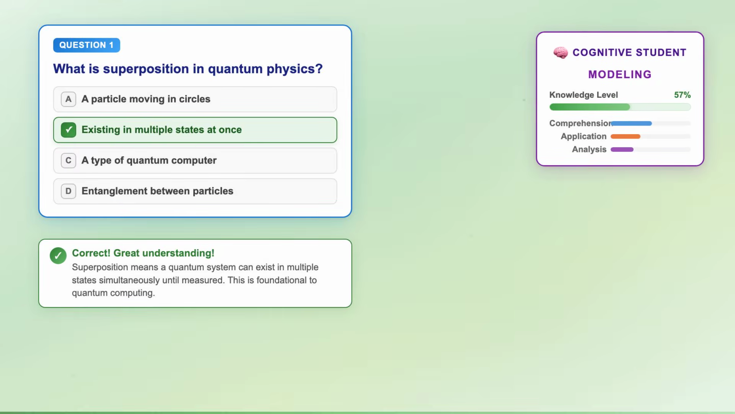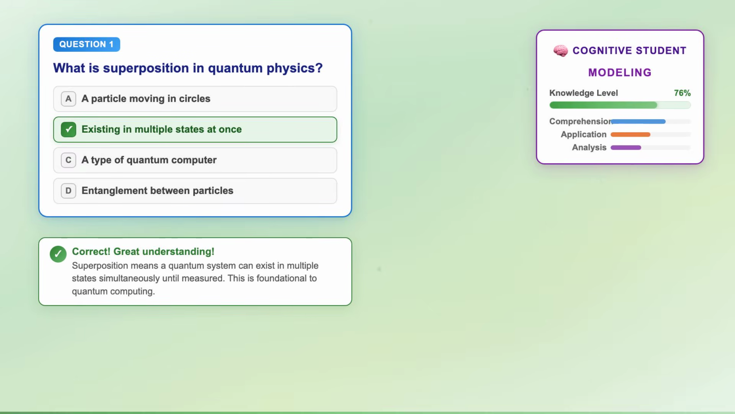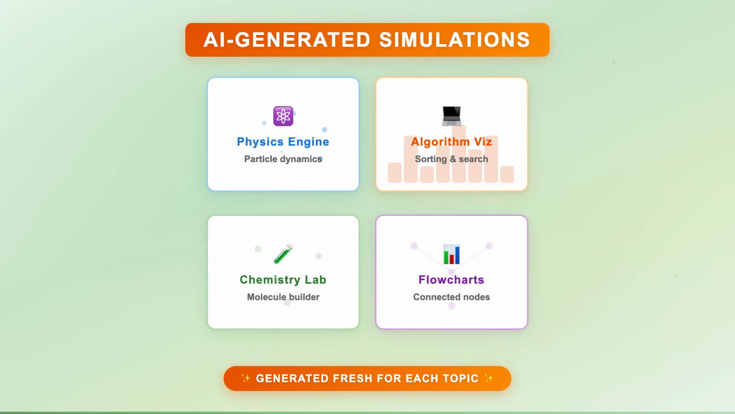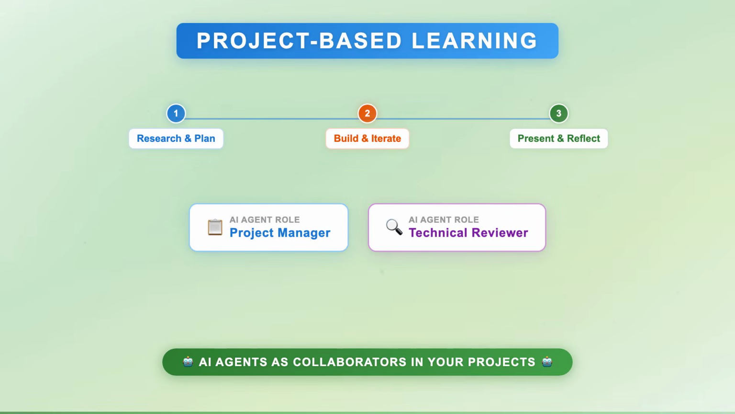It's using cognitive student modeling, tracking your knowledge level, pace, and learning style to personalize everything. Now, the simulations. These are full HTML based interactive experiences generated by the AI. Physics simulators, where you can adjust variables and see results. Algorithm visualizations that step through code execution. Chemistry experiments, where you mix virtual reagents. Flowchart builders for understanding complex processes. These aren't pre built templates. The AI generates them fresh for each topic.